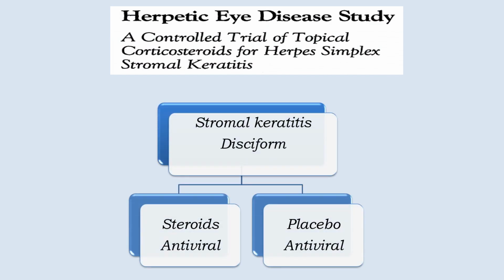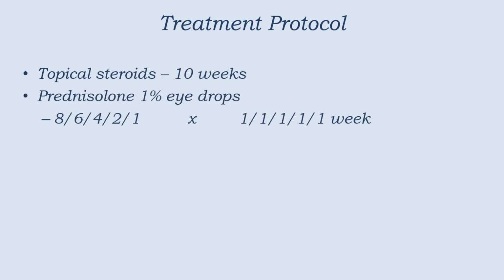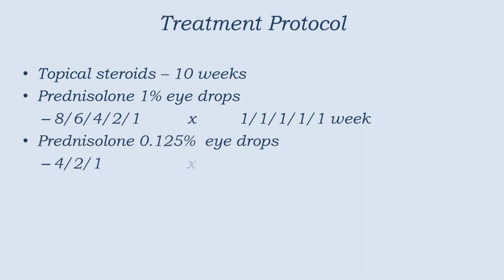It evaluated the role of steroids by comparing it with placebo. Here, topical steroids were given for 10 weeks in a tapering dose. They started with prednisolone 1% 8 times a day and tapered rapidly every week to reach a dose of once in 5 weeks. Over next 5 weeks, prednisolone was reduced to 1/8 of the dose, that is 0.125%. It was tapered very slowly, particularly when it came to once a day dose.